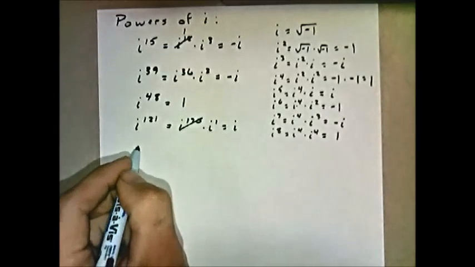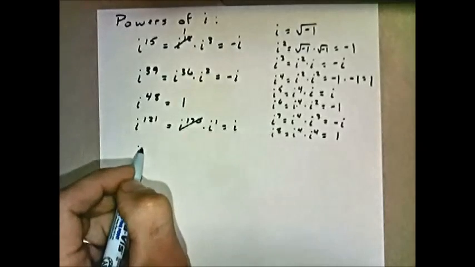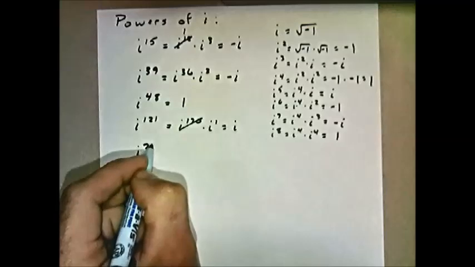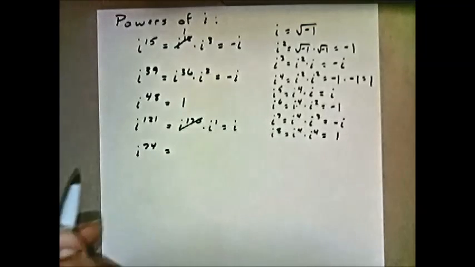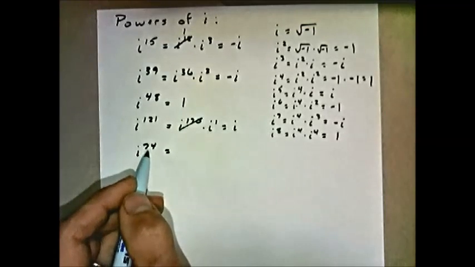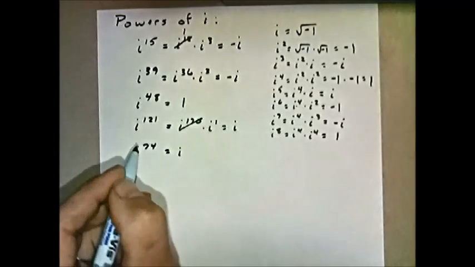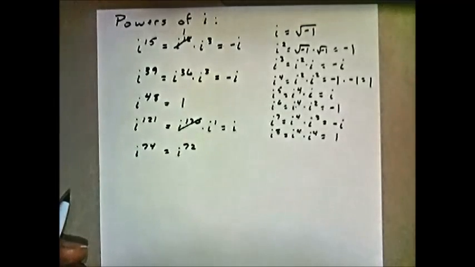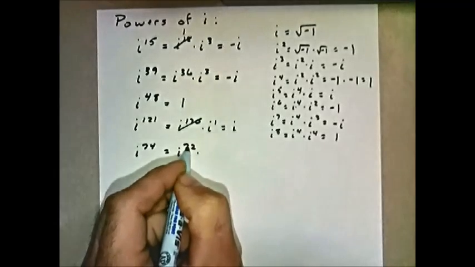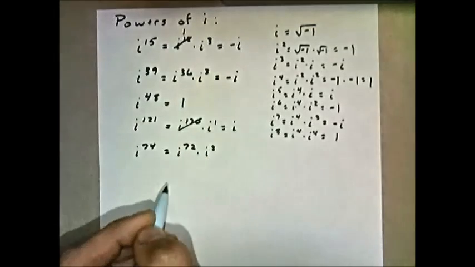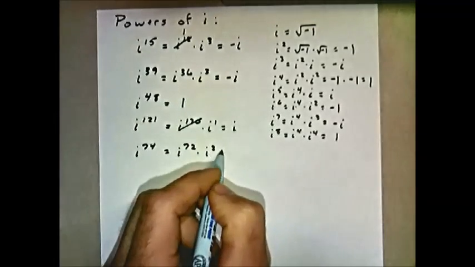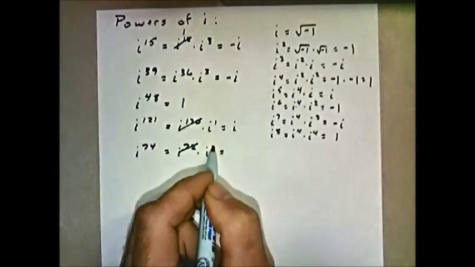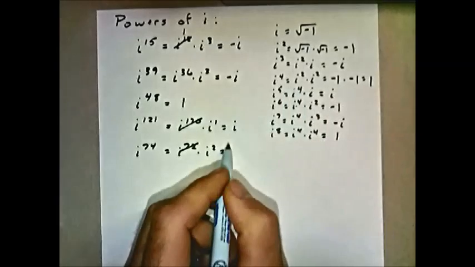And let's give one more just for good measure. Let's try i to the 74th. 74 is not divisible by 4. As we decrease it, we get to 72, which is divisible by 4. So 72 and 2, so i squared, gives us 74. i to the 72nd again is 1. i squared in our chart is equal to -1.